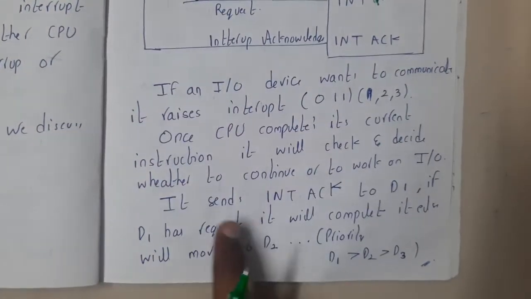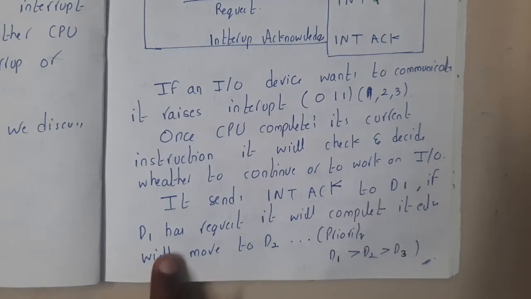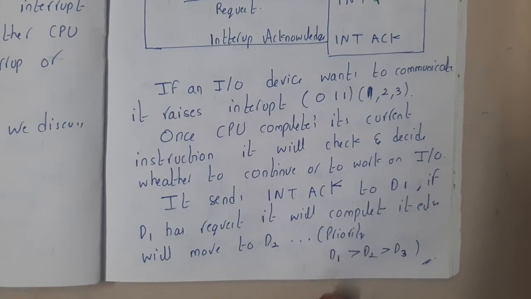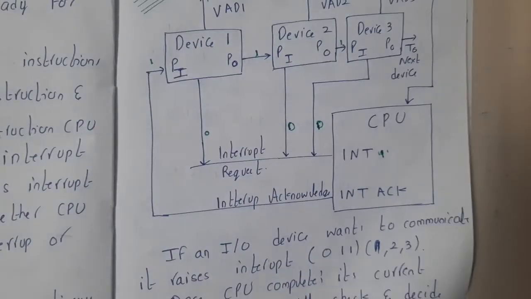So it sends the INT acknowledgement to D1. If D1 has a request, it will complete it. Else, it will move on to D2. So the priority is device 1 greater than device 2 greater than device 3. Now you have an idea, right?